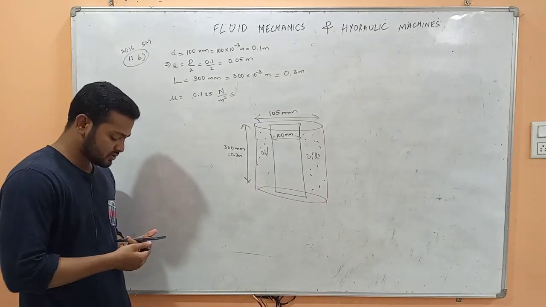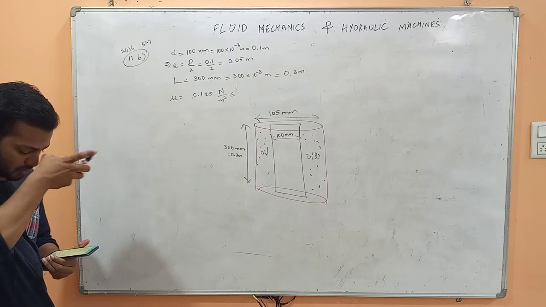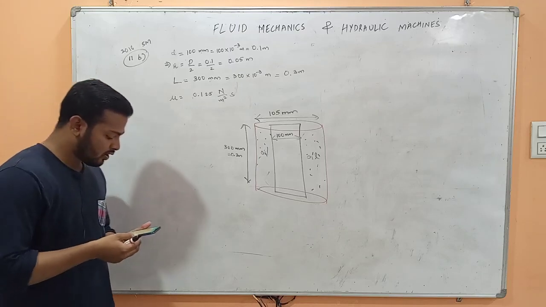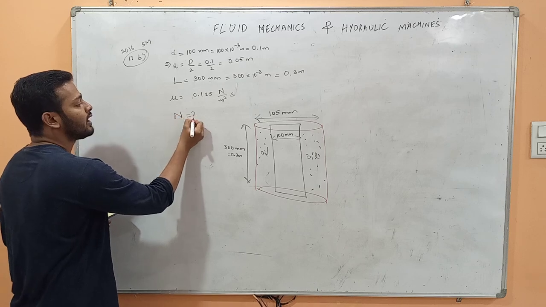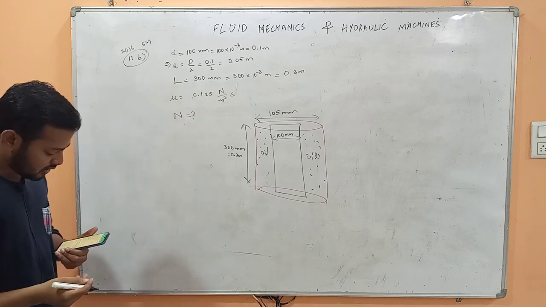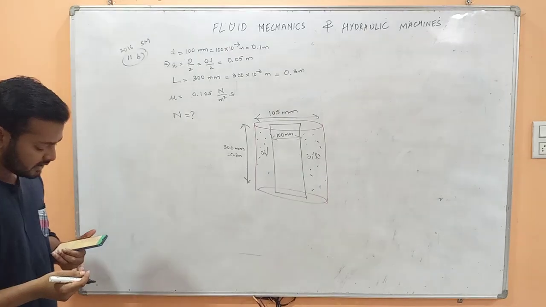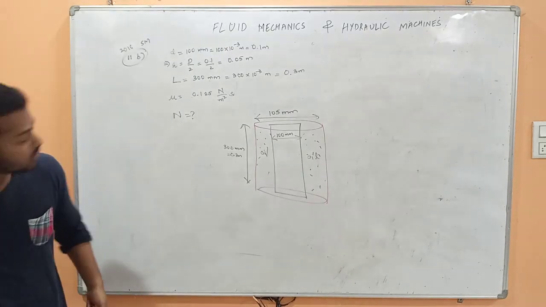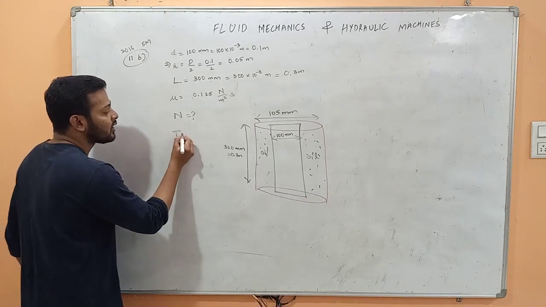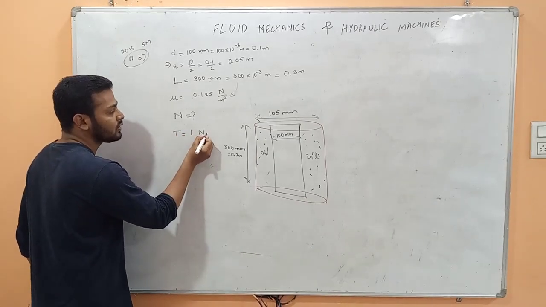Next, you can find out the thickness of that oil. Determine the speed of rotation. You have to calculate the speed of rotation of the cylinder which will be obtained if the external torque is 1 Newton meter. Torque has been given in the question as 1 Newton meter.